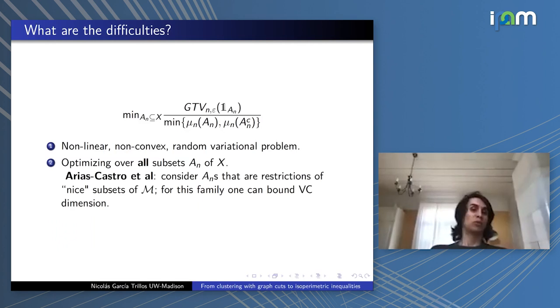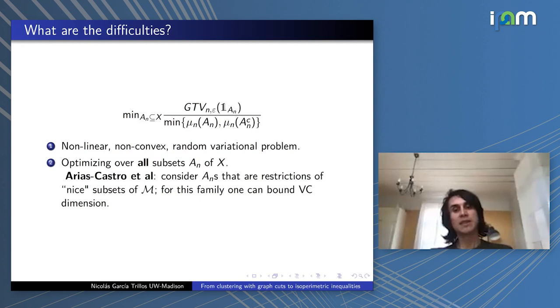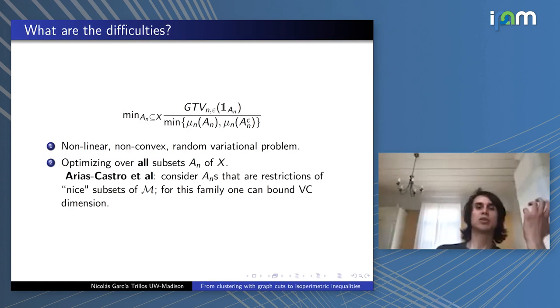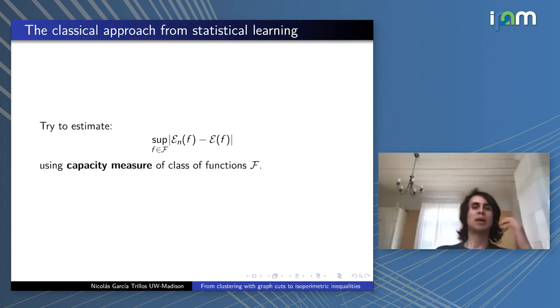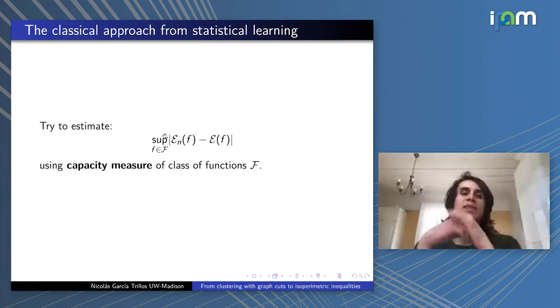What happens when you do something like that is that, from a statistical point of view, the analysis becomes a little bit easier, because now you have a family of objects that perhaps have a small dimension. Here I'm talking about something like VC dimension or capacity measures, but essentially that puts you in the framework of statistical learning to analyze some of this. Maybe what I mean by that is the following. What is the classical approach from statistical learning?